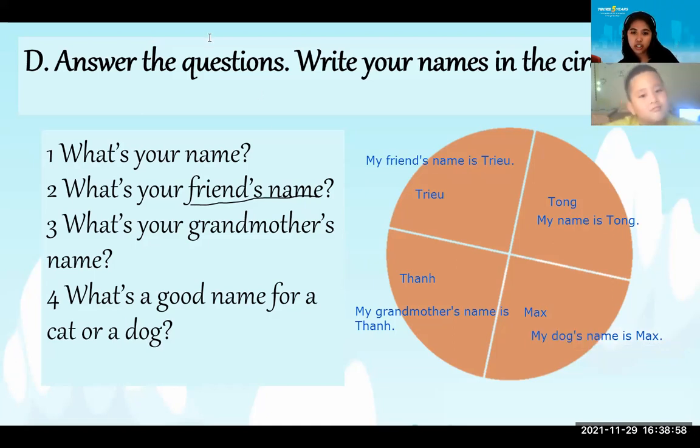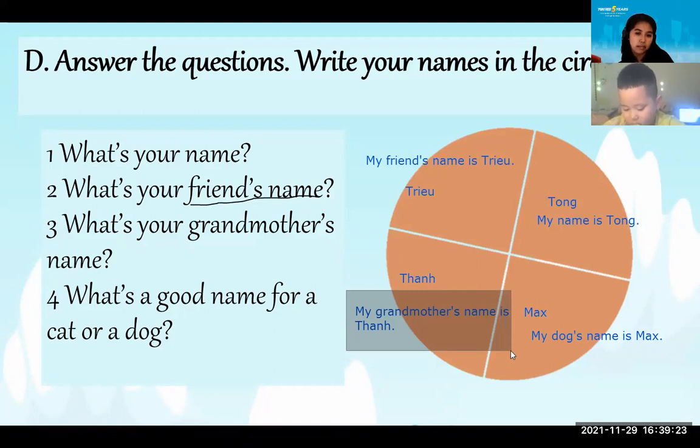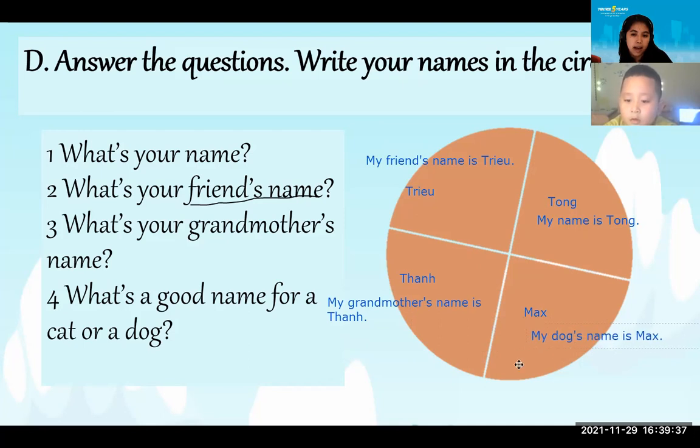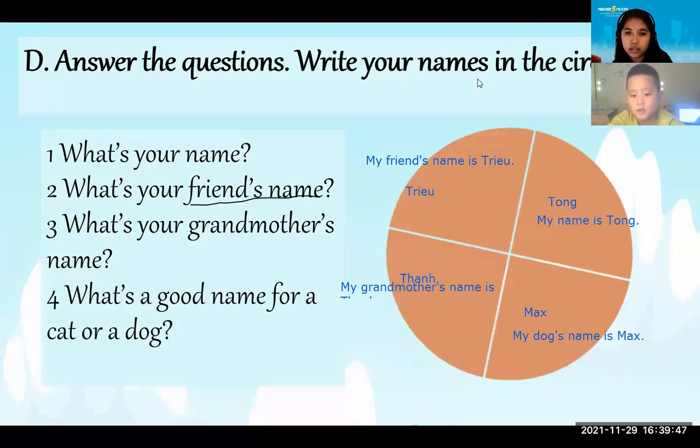Can you please repeat after teacher? You say, my friend's name is True. My friend's name is True. Very good. Next is, my name is Chong. My name is Chong. Very good. You say, my grandmother's name is Tan. My grandmother's name is Tan. Very good. Next, my dog's name is Max. My dog's name is Max. Okay, very good. So that's a good job for you.